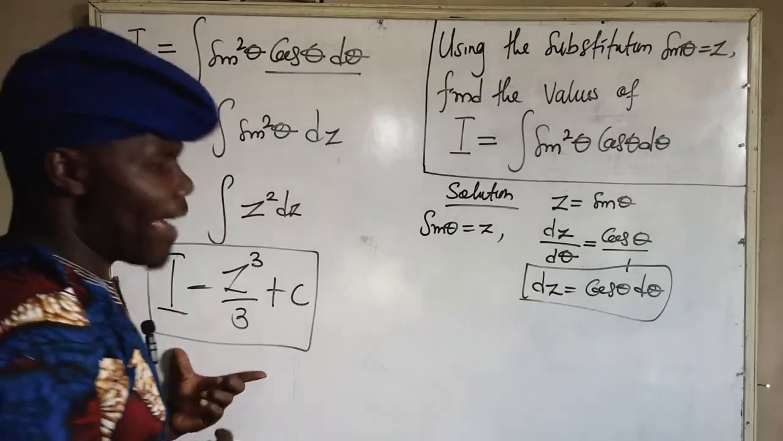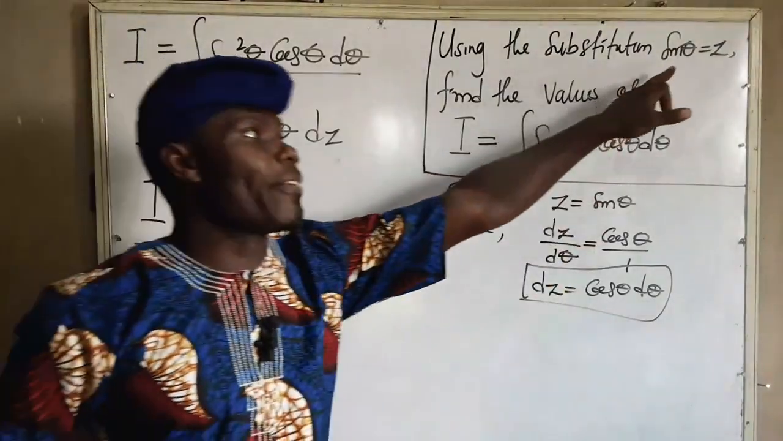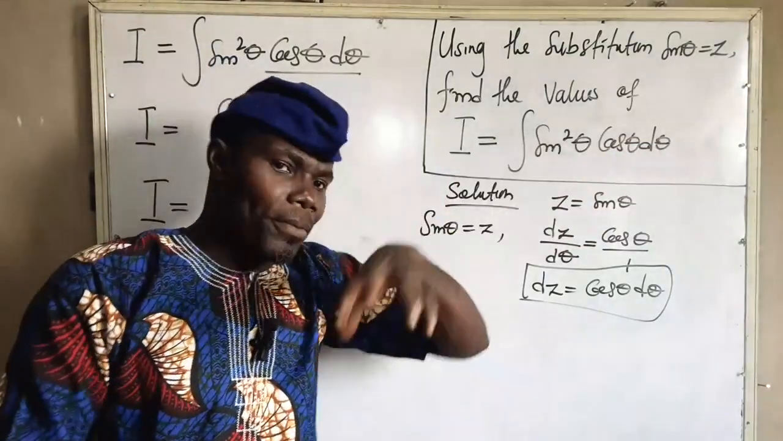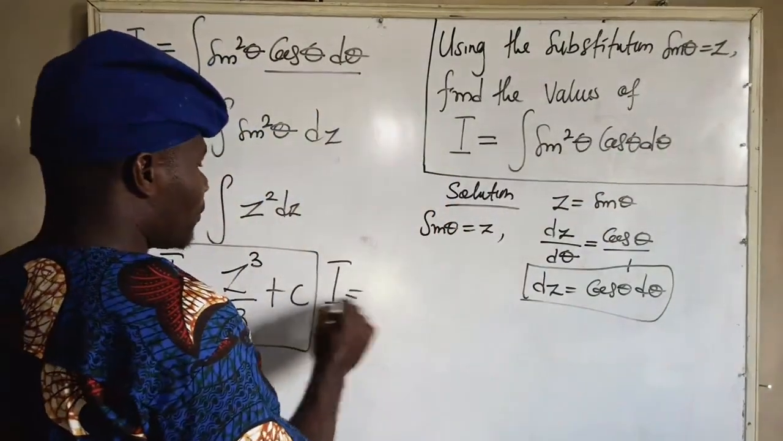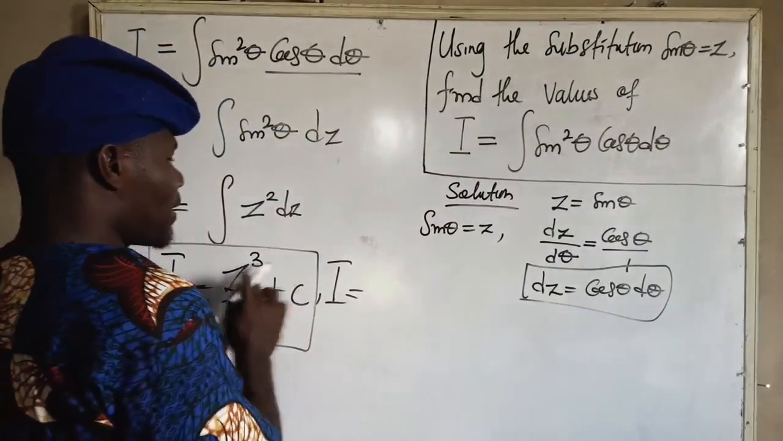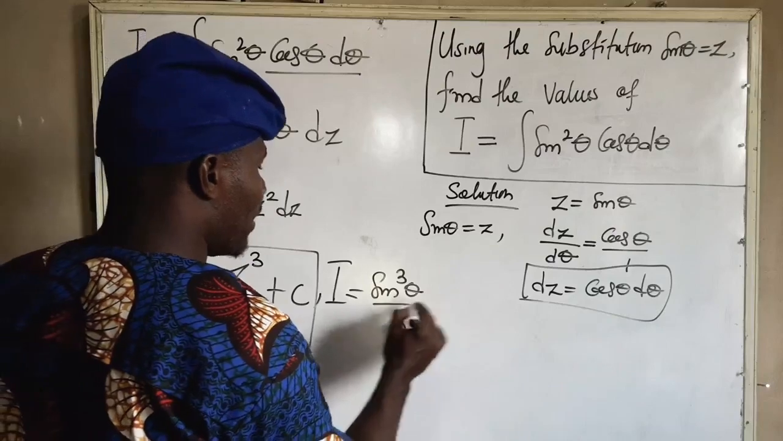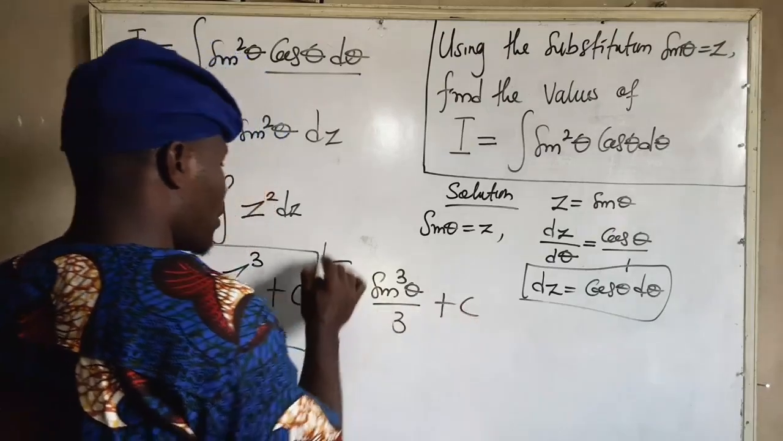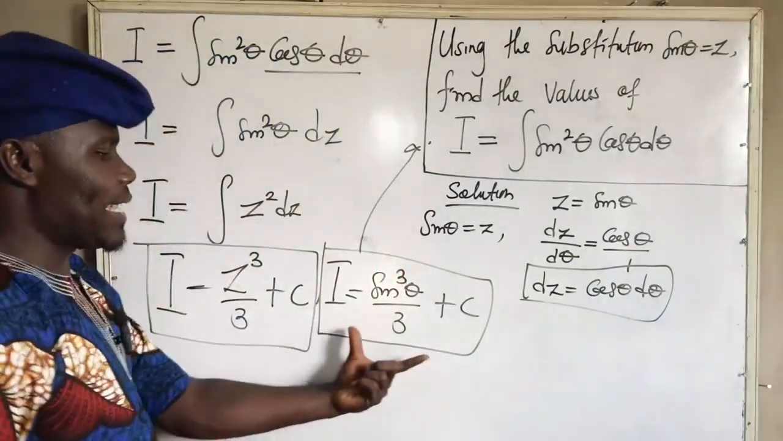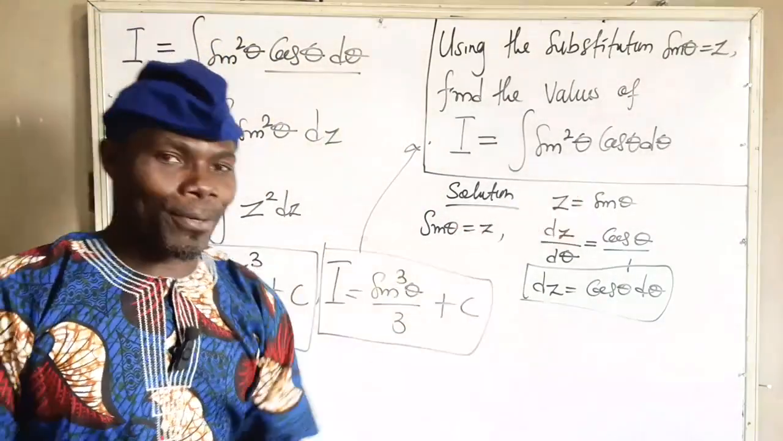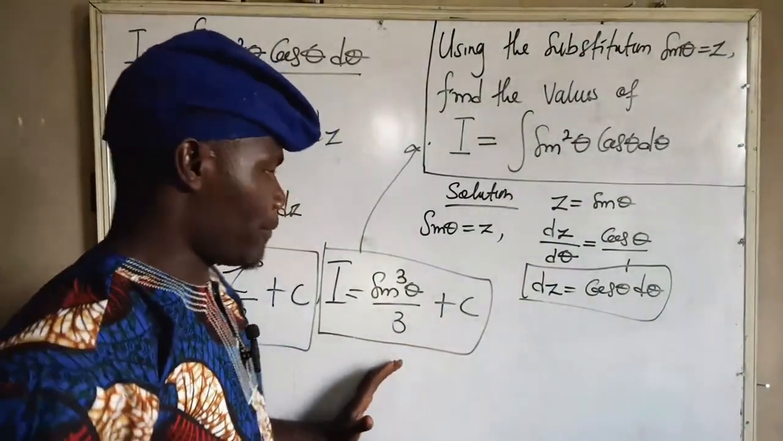But to get the final answer, you must substitute the value, because the question has been written so that you must substitute. So the final answer for I gives us, what is our z? Sine cube theta over 3 plus constant. So this is the value for this question. This is the answer for this question. So it is very simple and easy to solve.